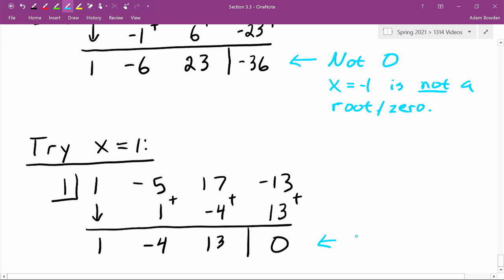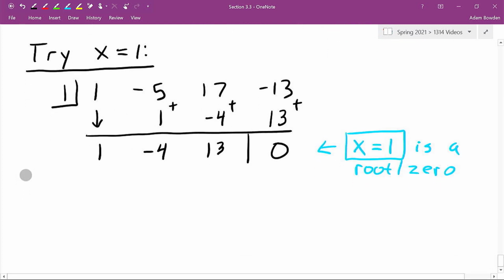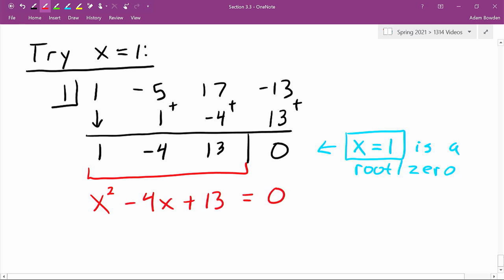This tells us that x equals 1 is a 0 or root that we're looking for. So now we determined one solution. What we do from here is we take what's left over in our quotient, set that equal to 0, and continue to solve. So we have x squared minus 4x plus 13 equal to 0.